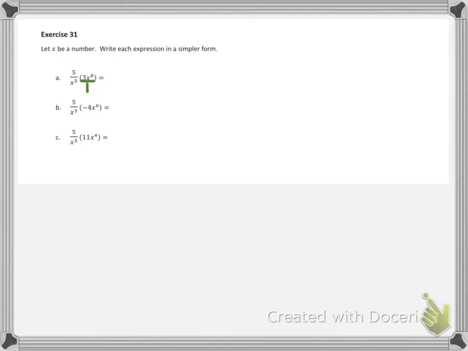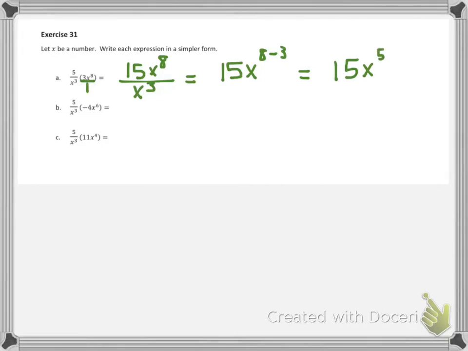5 times 3, that's 15 x to the 8th over x to the 3rd times 1 is x to the 3rd power. And now I can subtract, right? I can say, well, this is going to be 15x, x is my common base, and then to the 8 minus 3. Okay, there's the first one. And if I simplify that even further, I get 15x to the 5th power. All right, and important to note that you understand that just the x is raised to the 5th power, right, not the 15.